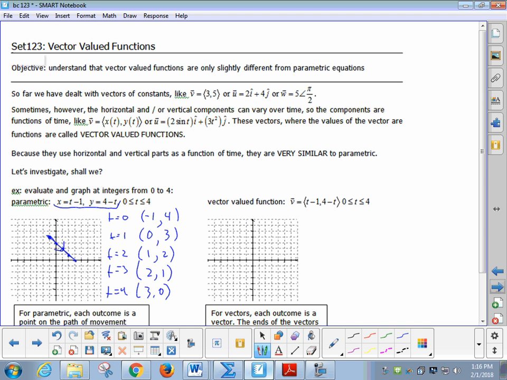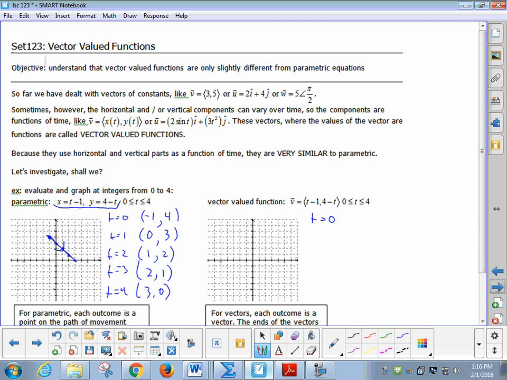All right. Now, compare this to something very similar. The vector-valued function v. In this case, v doesn't stand for velocity. It's just v. That's its name. Sometimes, though, you'll have vectors have velocity. We'll talk about that in a minute. But the components are very similar. Horizontal component is t minus 1. Vertical component is 4 minus t. And so there will be a lot of similarities here.